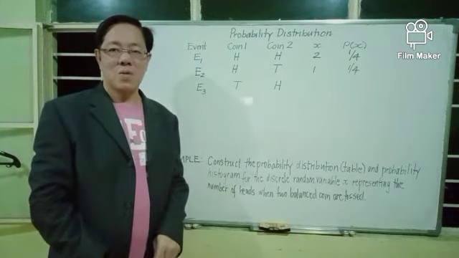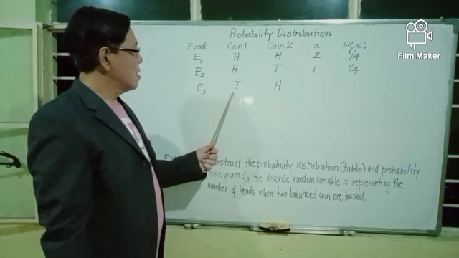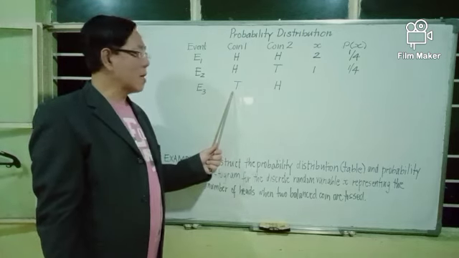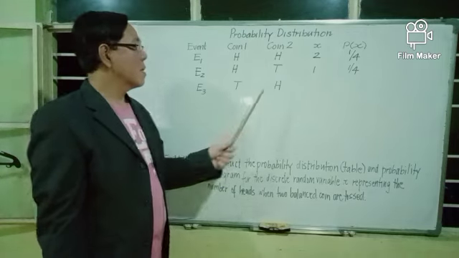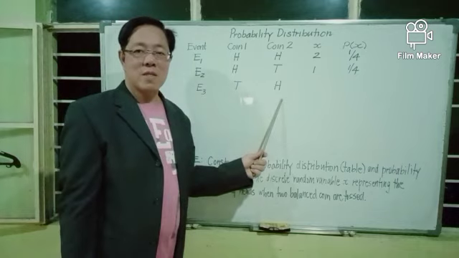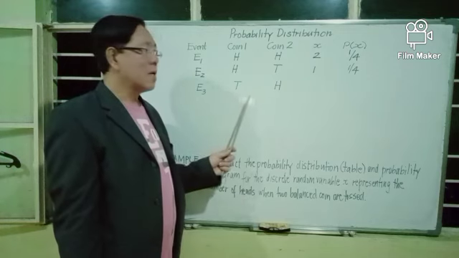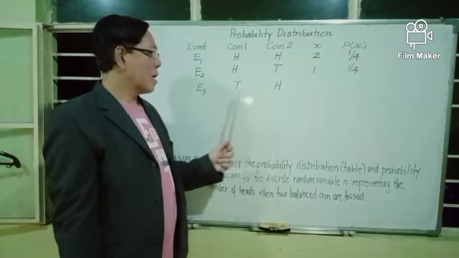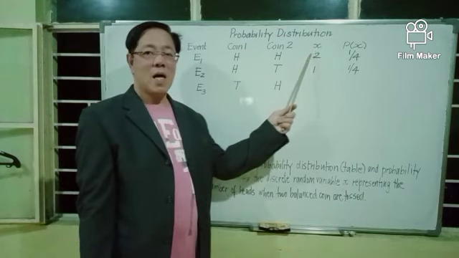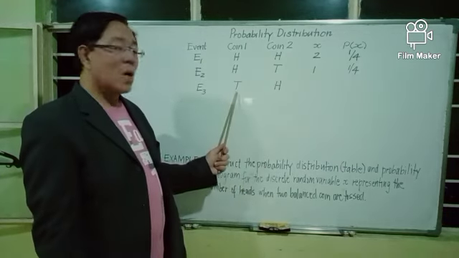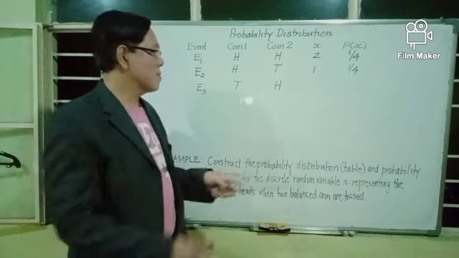A third possible outcome when you toss 2 balanced coins at the same time is this event where you get tail in the first coin and heads in the second coin. And we denote this event by event E sub 3, the event of getting tail in the first coin and heads in the second coin. And for this particular event, the value of the discrete random variable x is 1, where we get one head in the second coin.